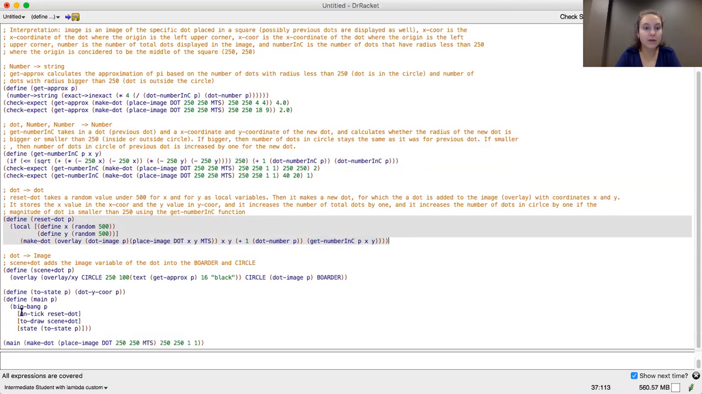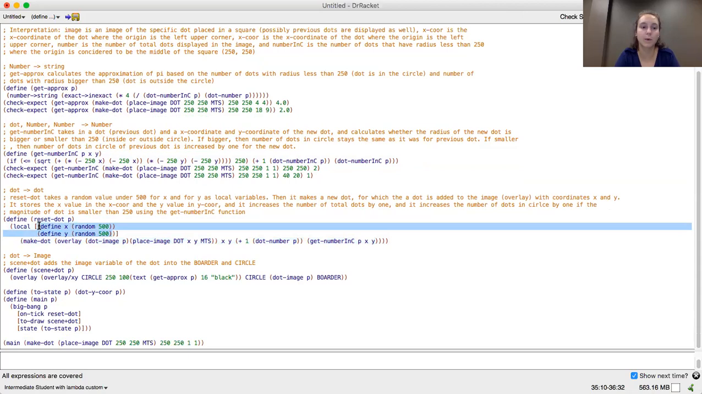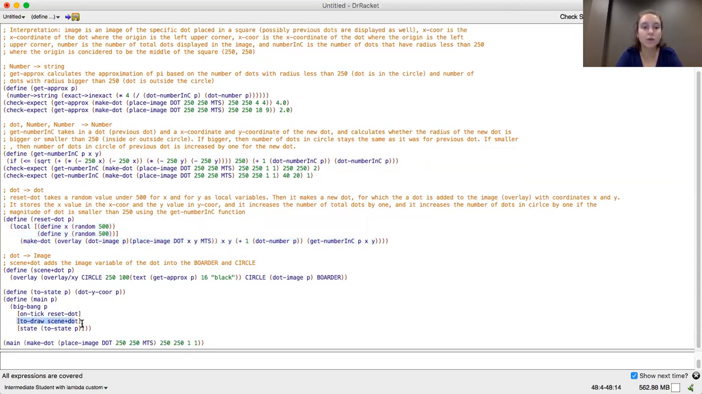So on every tick, it's going to reset dot, which makes a new dot structure based on these random values for x and y. And then it calls toDraw, where it does the scene dot function that we just discussed. So it's actually going to overlay the dot image in the circle with the get approximate. So that's basically all the visual stuff we just saw. And then I added this state to state functionality in the Big Bang, which is gonna generate the following screen. So that is generating this screen.